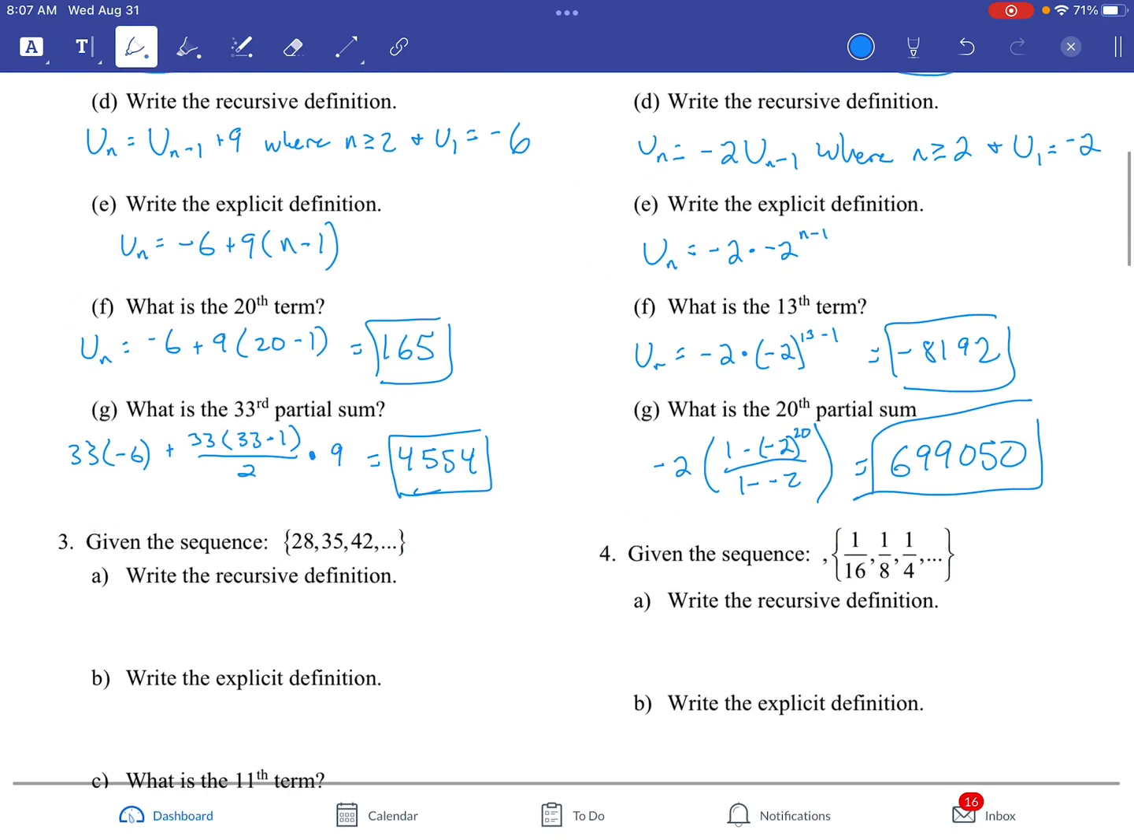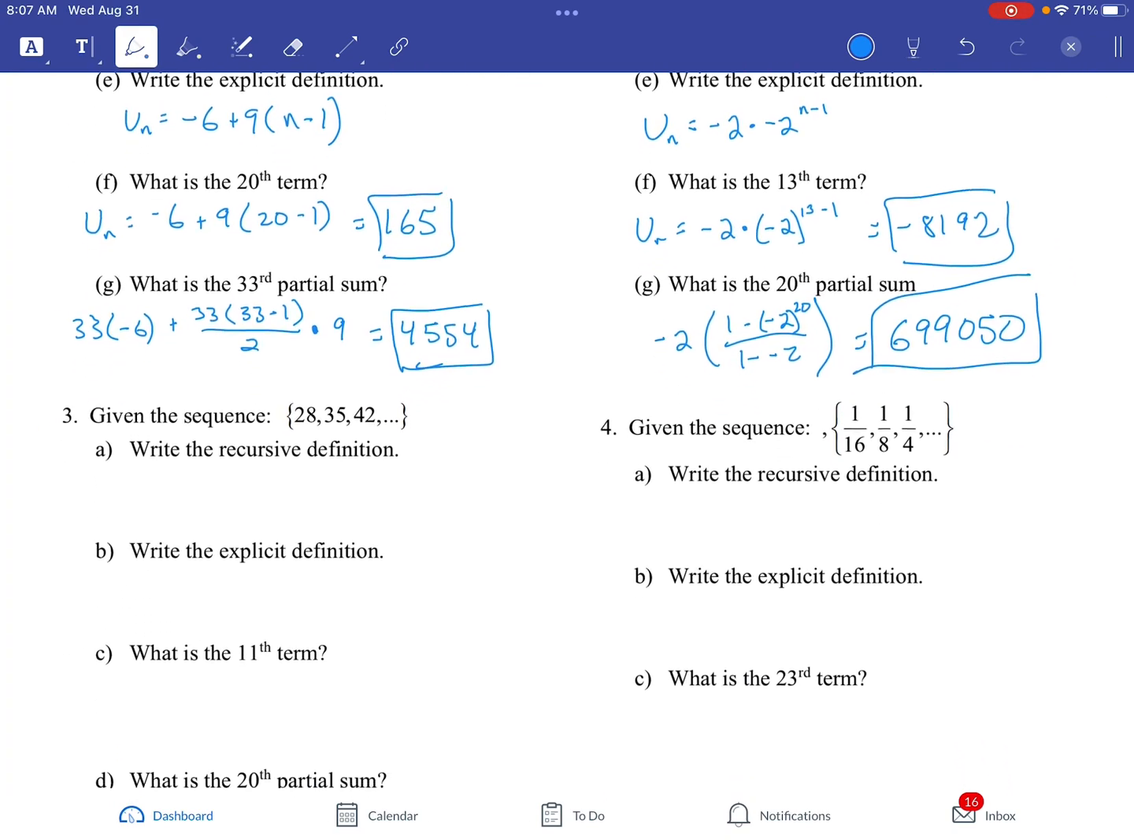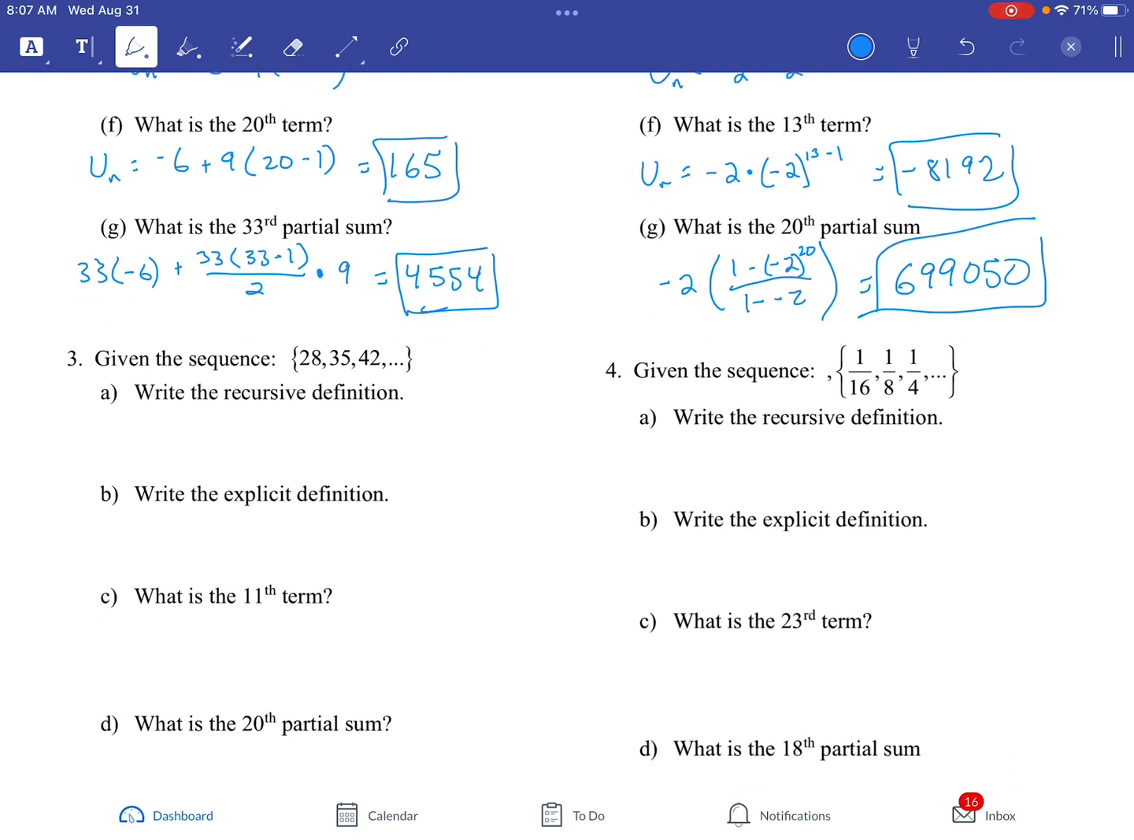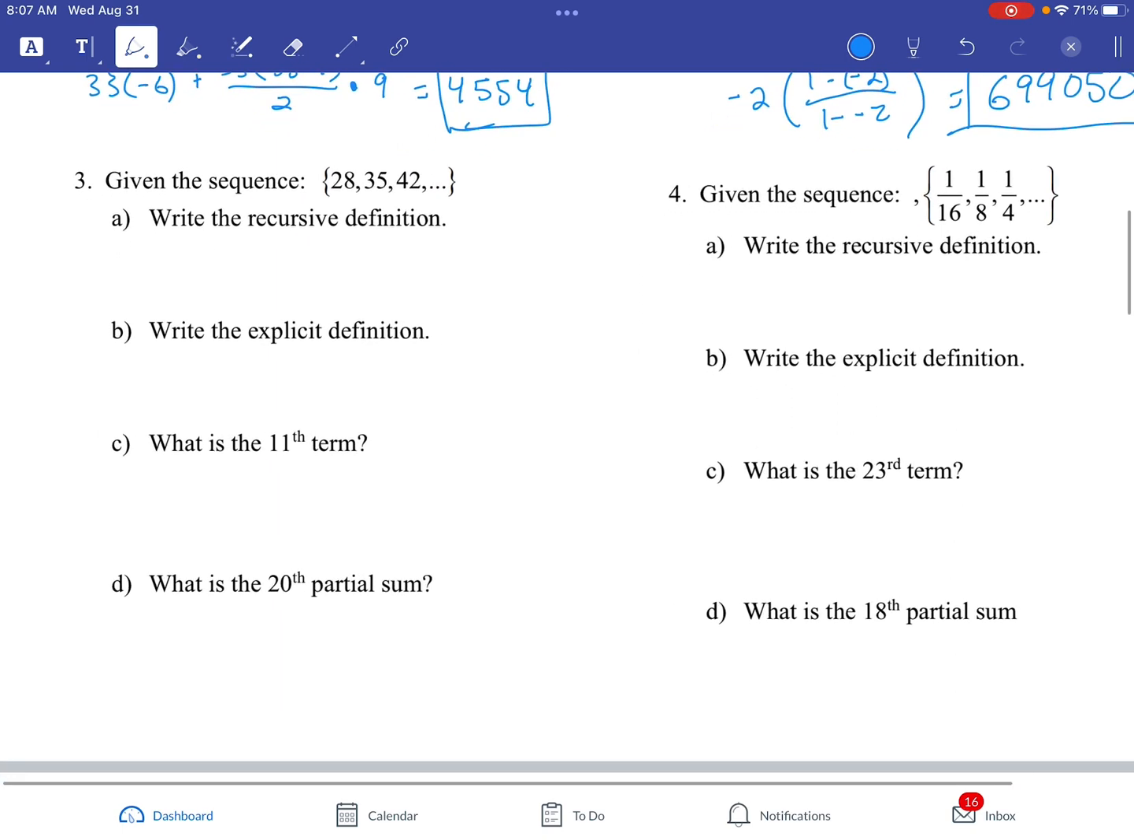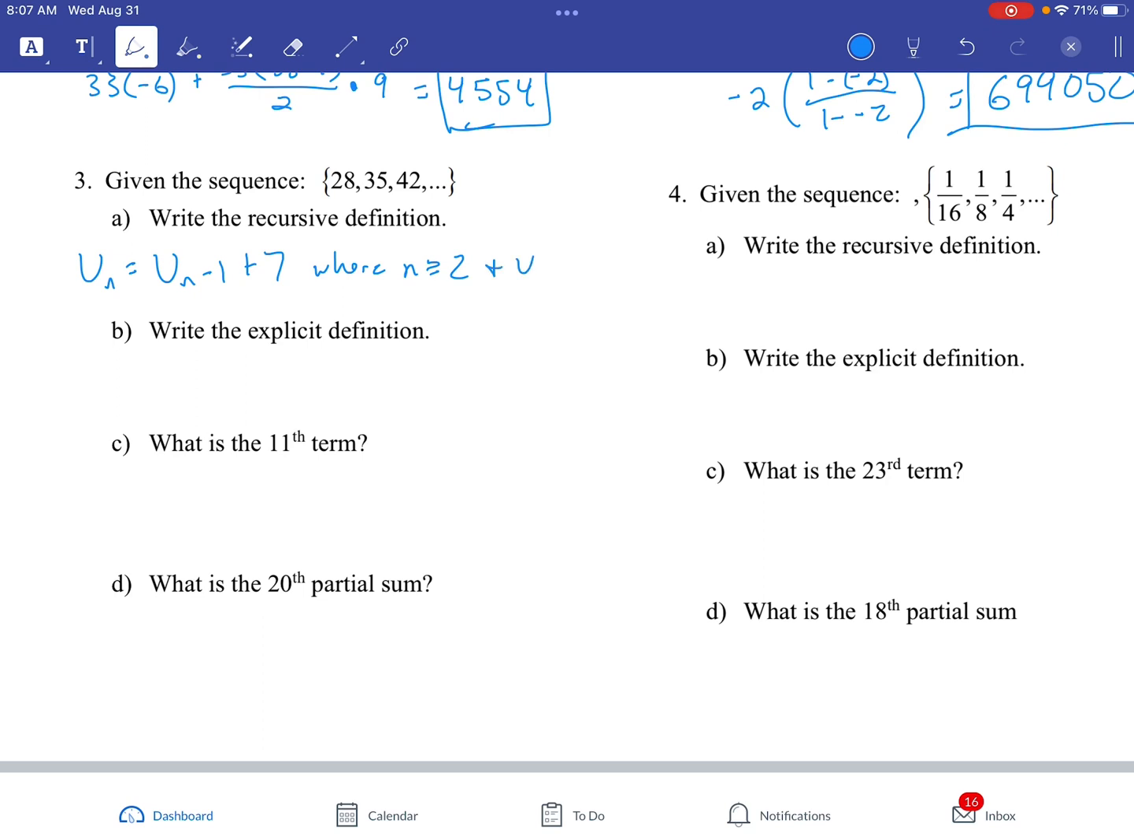Okay, moving on to number 3. You go 28 to 35 to 42. We're adding by 7 each time, so we're just going to write the recursive definition. u sub n is equal to u sub n minus 1 plus 7, where n is greater than or equal to 2, and u sub 1 is equal to 28.